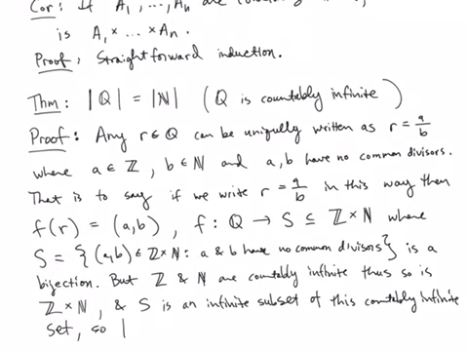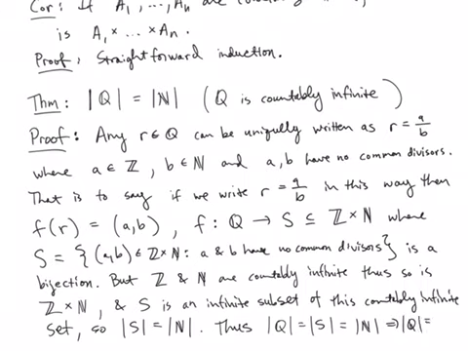So that means that S is countable, so the cardinality of S is equal to the cardinality of N, right? So thus, we have the cardinality of Q, that's equal to the cardinality of this set S, because we created a bijection between them, and that's equal to the cardinality of N. So that implies that the cardinality of Q is equal to the cardinality of N.